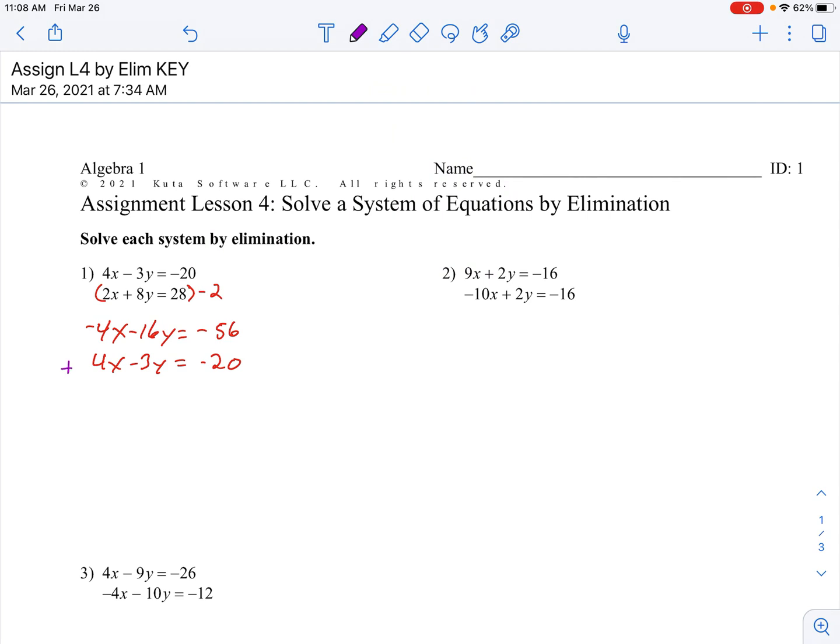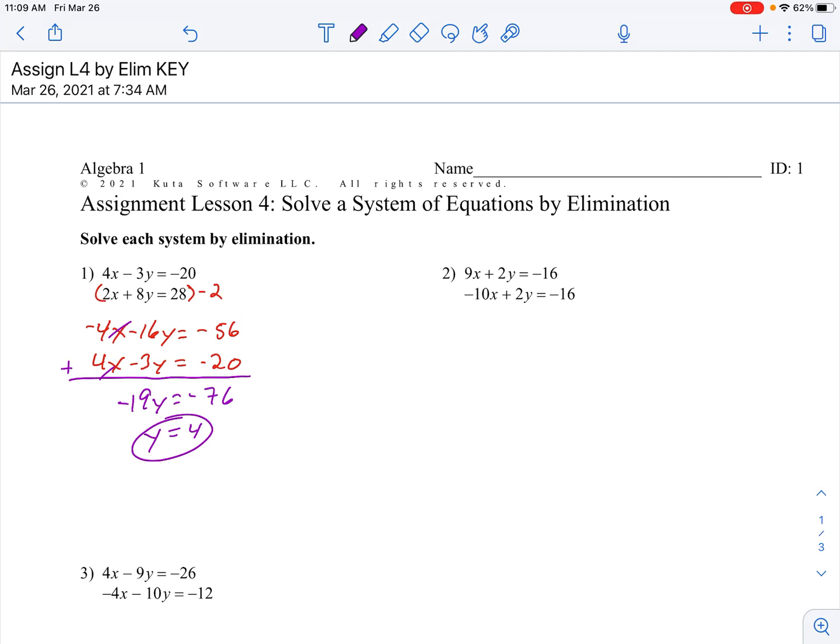Now, by doing that, I can add the two equations together, and those x's are going to eliminate. The y's give me negative 19y, and then the constants give me a negative 76. So the two equations became one. I divide by negative 19, and I get a positive 4.